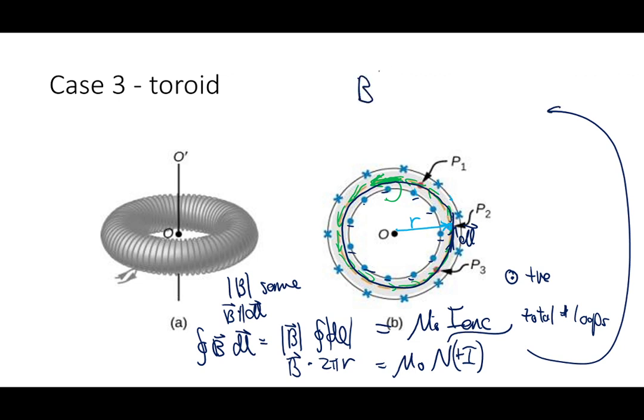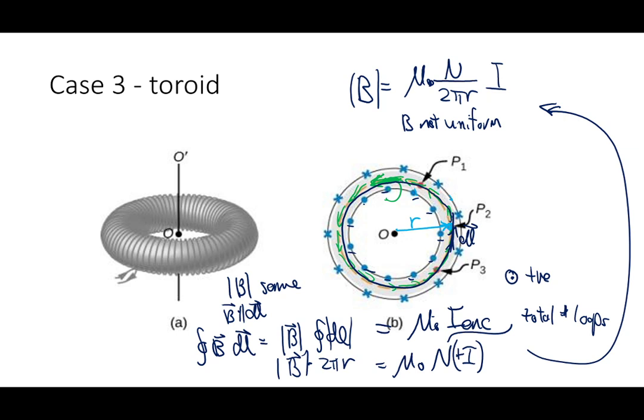Which gives us the result mu naught N times I over 2 pi r, right? And in some sense, it's quite similar to the solenoid case. You still have mu naught I and then N divided by length. It's some kind of number of loops divided by the length. What is different is that B is not uniform within the toroid because it depends on 1 over r.